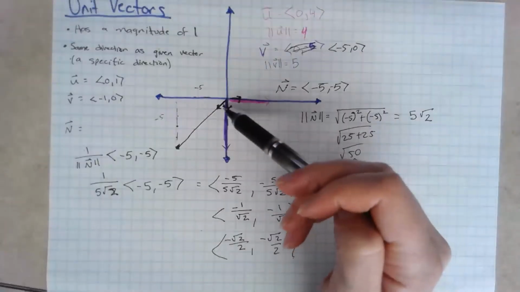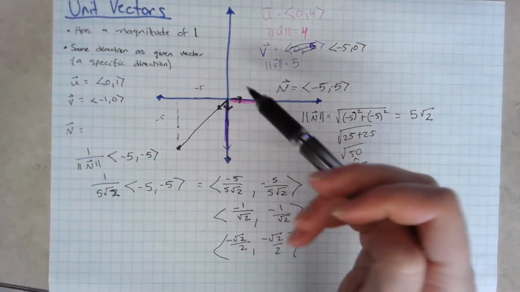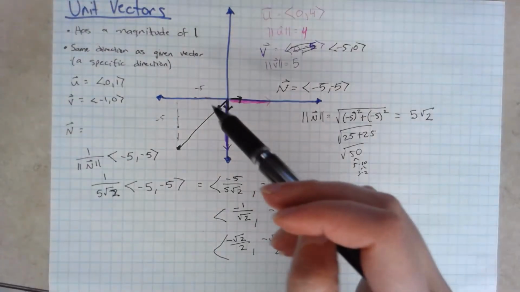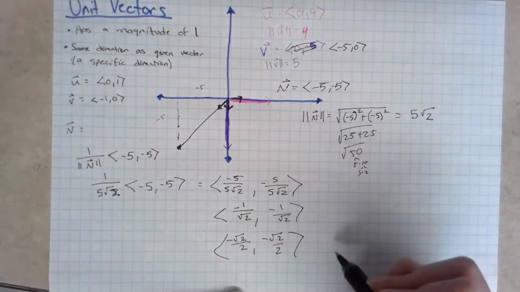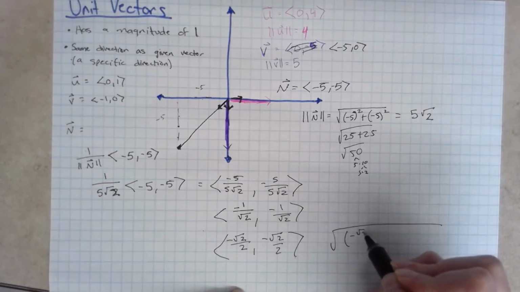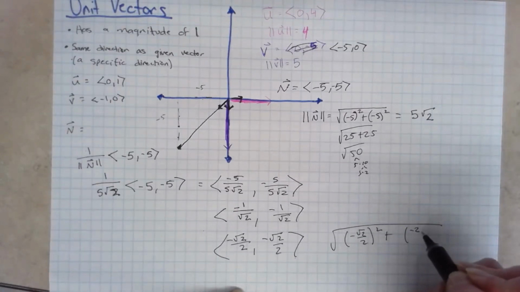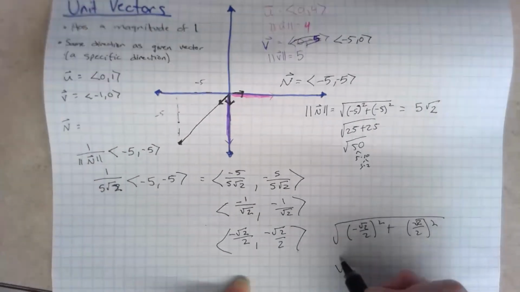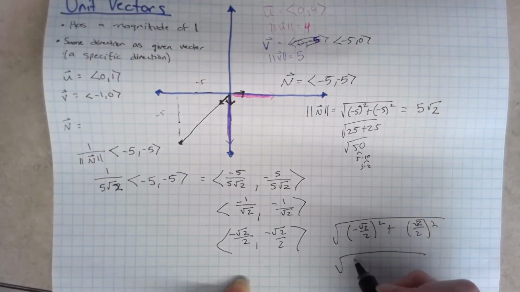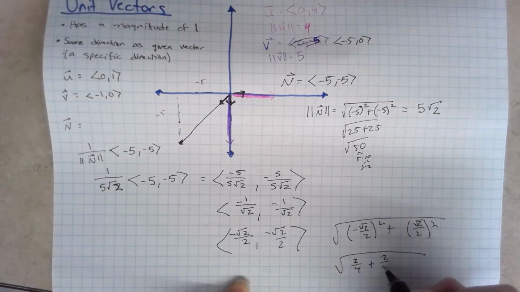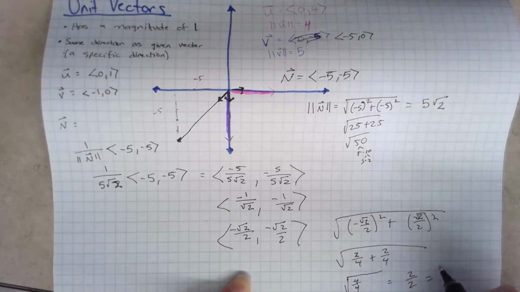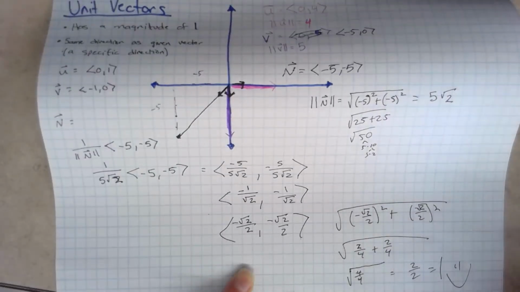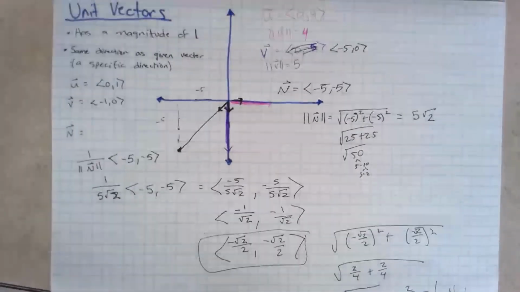What I drew, guys, is not really the unit vector. I just drew a little one in that direction, so don't go asking what doesn't match, because it's not supposed to. If we wanted to, we could check this. If I did the magnitude, negative square root 2 over 2 squared plus negative square root 2 over 2 squared, we get the square root of 2 over 4 plus 2 over 4. That's the square root of 4 over 4, which is 1, which is a magnitude of 1. Happy day. Unit vector.